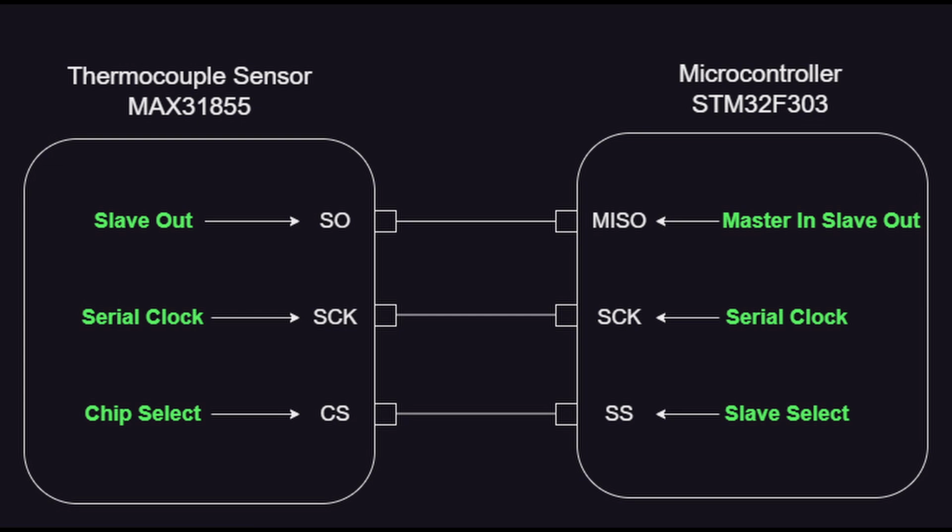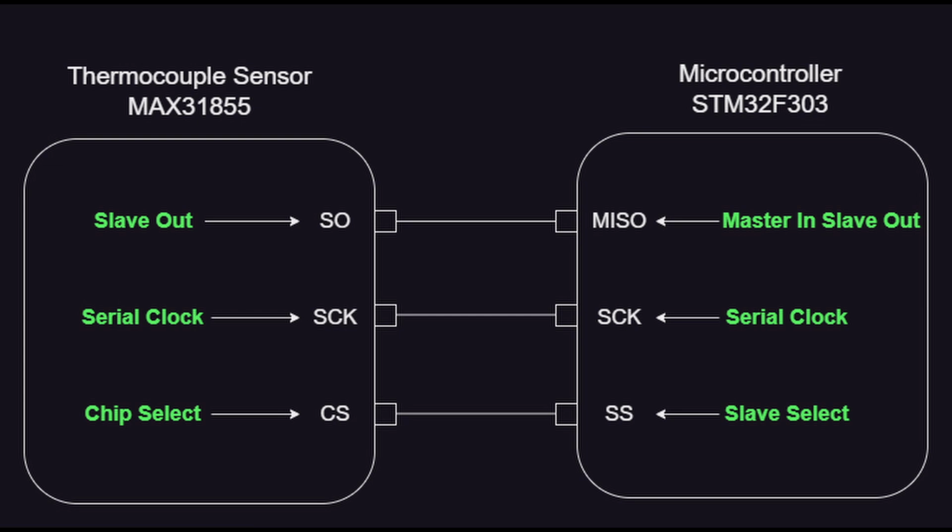And let's just break these down real quick in case you guys have never worked with SPI. So SO stands for slave out, and that's the data line that the temperature sensor is going to transmit its information on. You can see it connects to the MISO pin on the microcontroller. MISO stands for master in, slave out. So interpret that as the pin that the master receives information from the slave on.